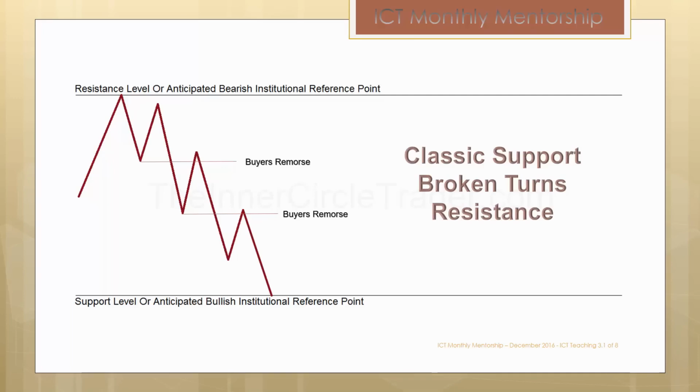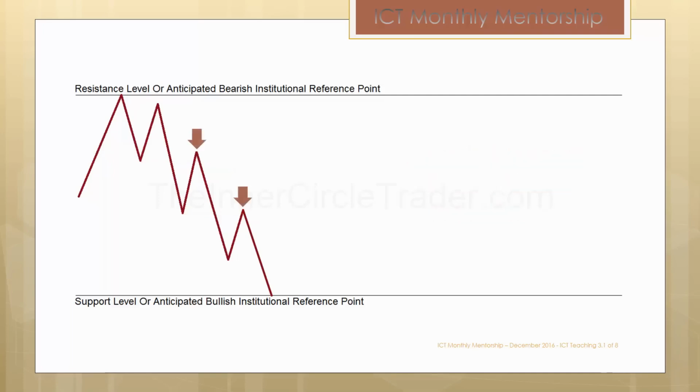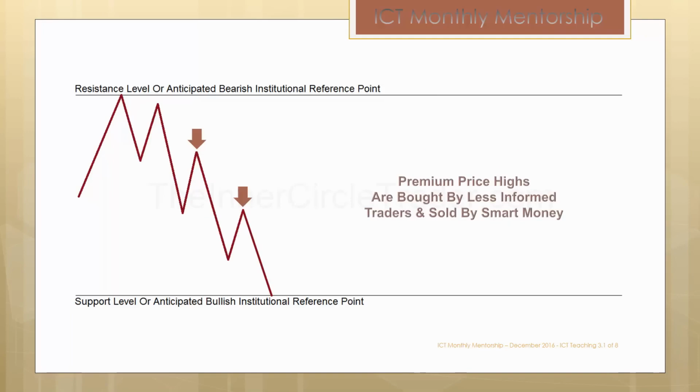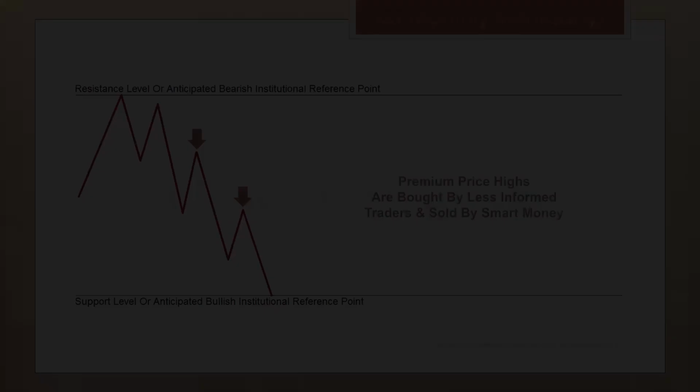But on an institutional level, the smart money understands these short-term fluctuations, and they can drive price higher or lower on a short-term basis through manipulation. If they're going to manipulate price on the short term by having large orders come in and bully market pricing around, they're going to want to liquidate those positions because, just like anyone else, they don't want to incur losses. So this gives them the opportunity to mitigate those losses. Premium price highs are bought by less informed traders and sold by smart money. Which are you going to be grouped in?